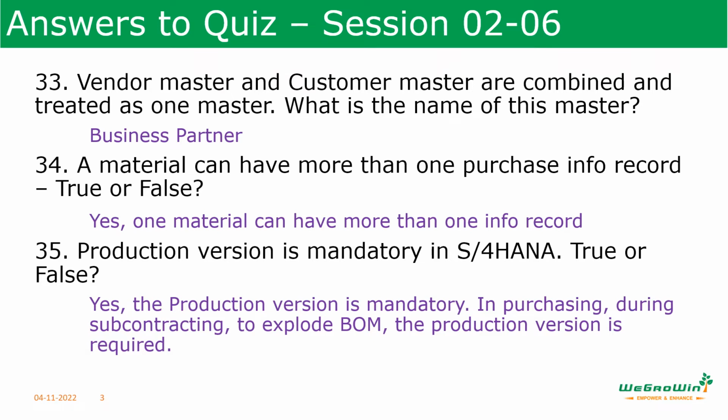For purchasing, that is material management function, it is also required to have a production version to explode the BOM, because during subcontracting, we have to give one material and get another material. So we are maintaining subcontracting. For subcontracting, we have to explode the BOM, so we need a production version, which has the link between the material and the BOM. There is no need to connect the routing here. Only the BOM has to be connected. So all these things we'll discuss later. Now, yes.